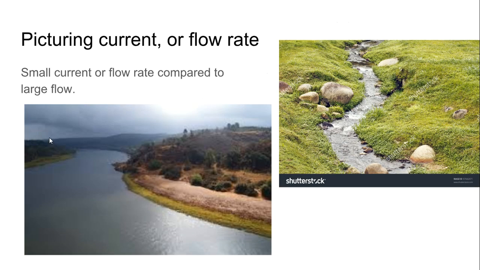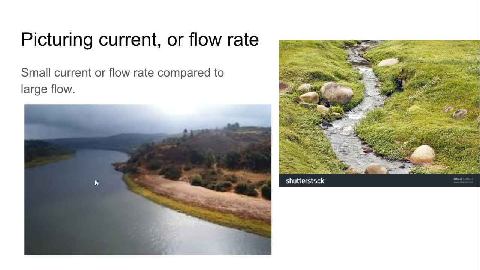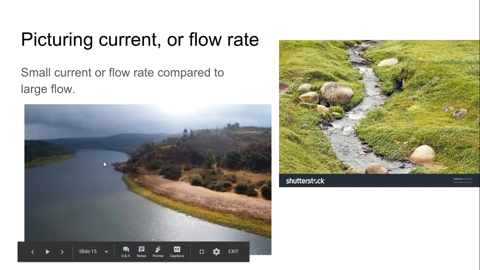Let's take a look at what current flow looks like. Which one of these is a high rate of flow? Which one's low? Your first reaction might be that this water is moving very fast and this one is moving very slow. Yeah, but look at the size of this river. There's probably a lot more current, liters per second, flowing down that river than this one.